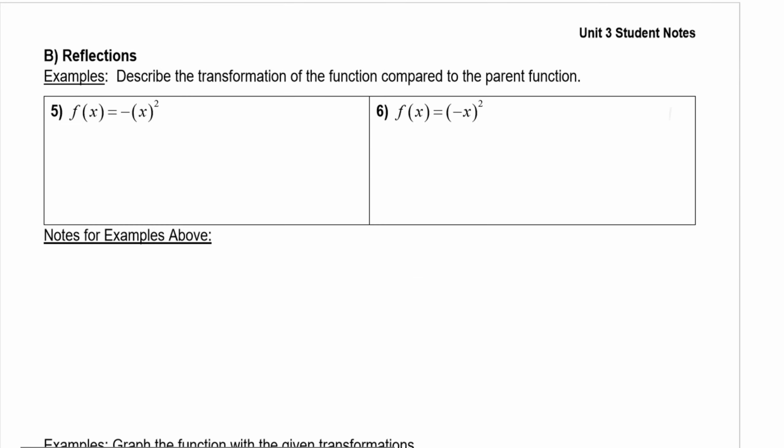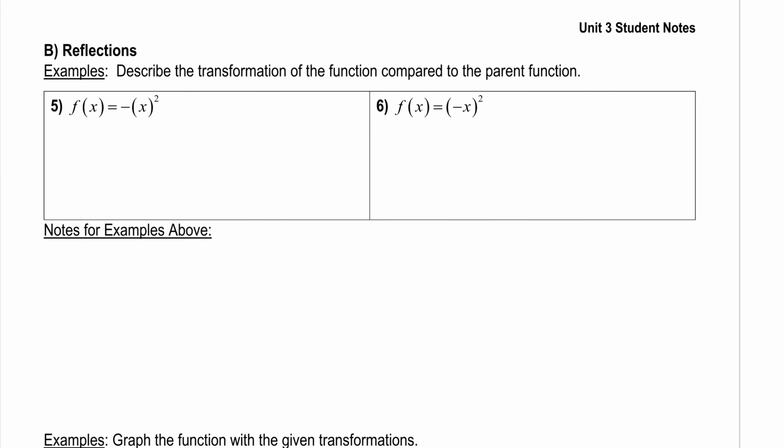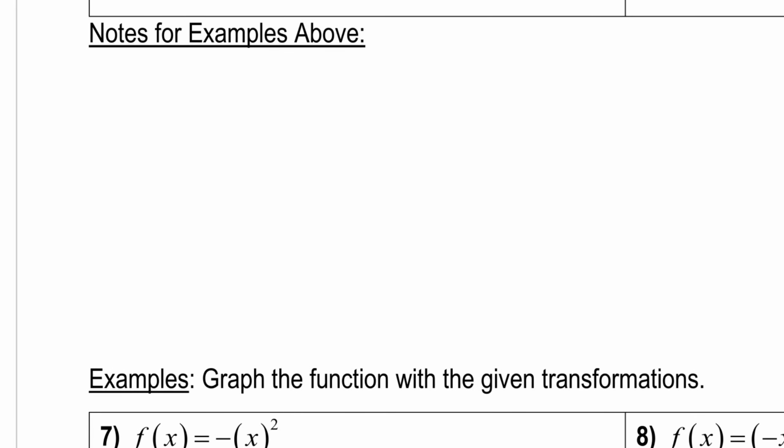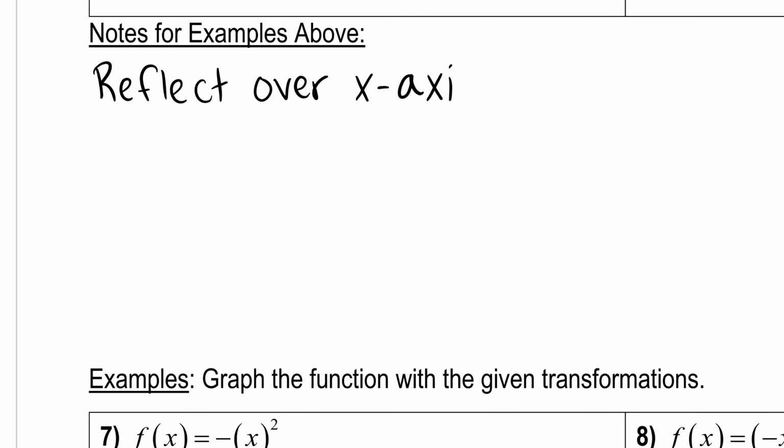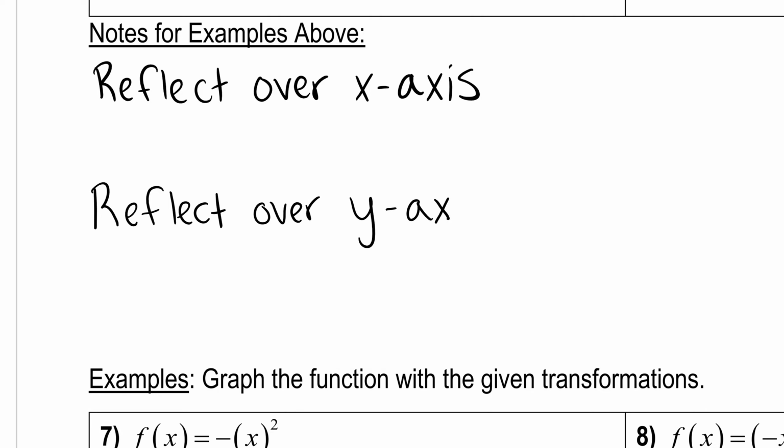So next page, B, we have reflections. On reflections, let's just write some notes real quick. There are only two reflections. We can, well, not shift, sorry, reflect over the x-axis. And we can reflect over the y-axis. They look very similar, and these are very tricky. People get them confused all the time.